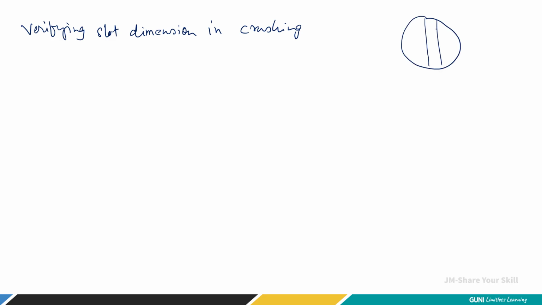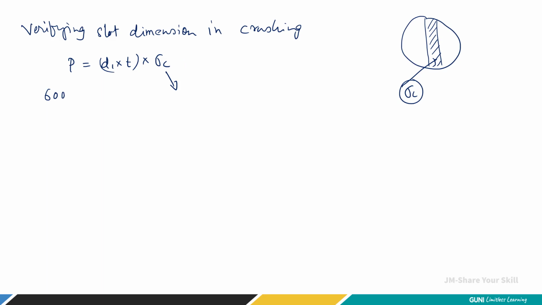So verifying slot dimension in crushing. This is the area where the compression is going to happen. The same load is acting, so P is equal to area D1 into t into compressive stress. Let's verify and find the compressive stress.